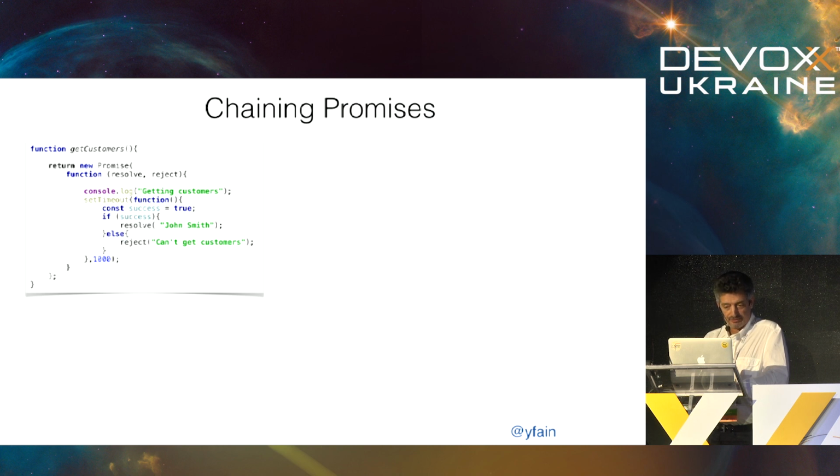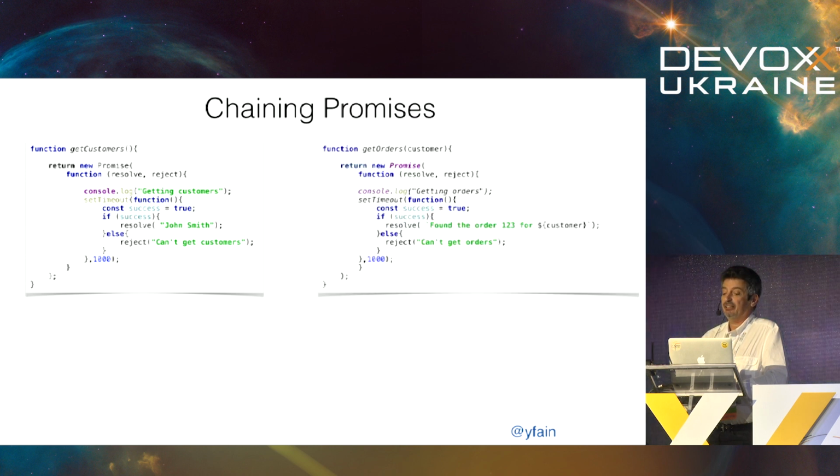Chaining promises. On the left, I have this function, get customers. I say new promise, right? And I return John Smith in my case. Then I have another function called get orders. Let's say I get a customer. I want to see what orders this customer has, right? So I have, again, get orders, assuming that we will get the customer as an argument. I create a new promise, and then I resolve this. I hard-coded everything, obviously, for simplicity.